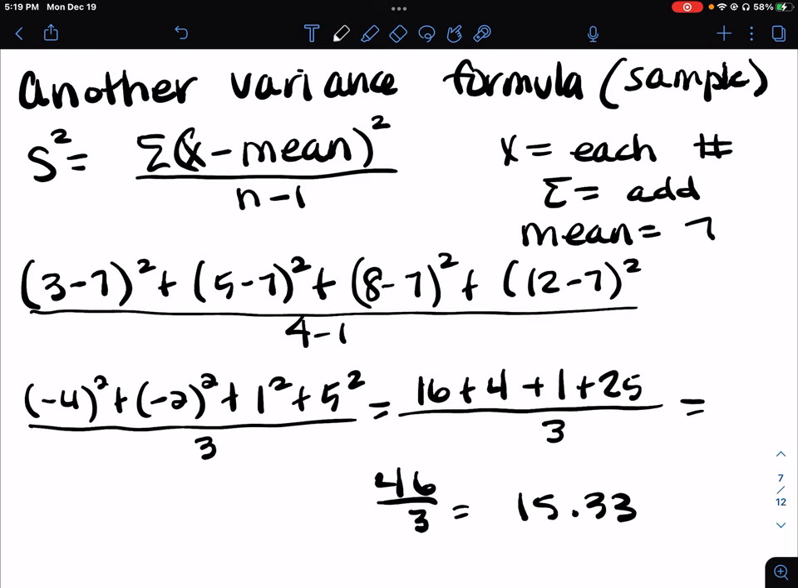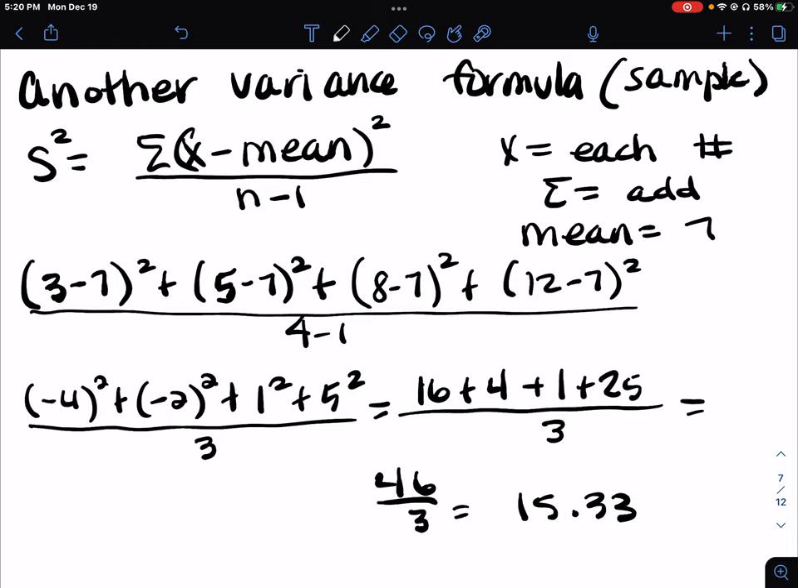Okay, another variance formula for a sample, you take each number and subtract the mean. Okay, the mean is 7 if you add up all those numbers and divide. Okay, so our first number was 3, so we're going to subtract 7. Our next number was 5, subtract 7. Next was 8, subtract 7. Next was 12, subtract 7. Okay, you do those subtractions.